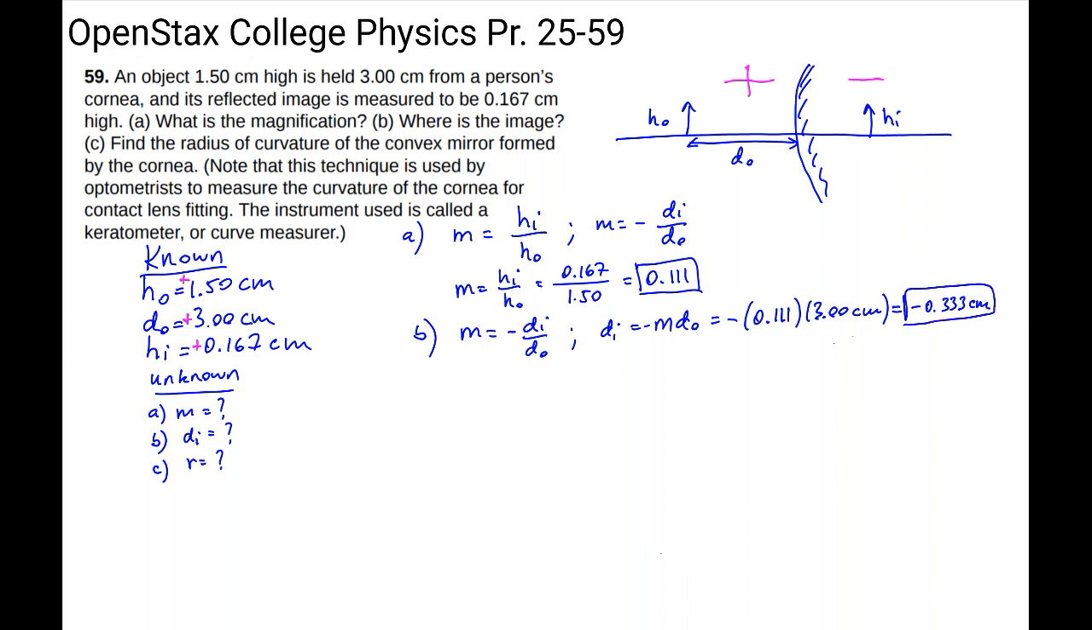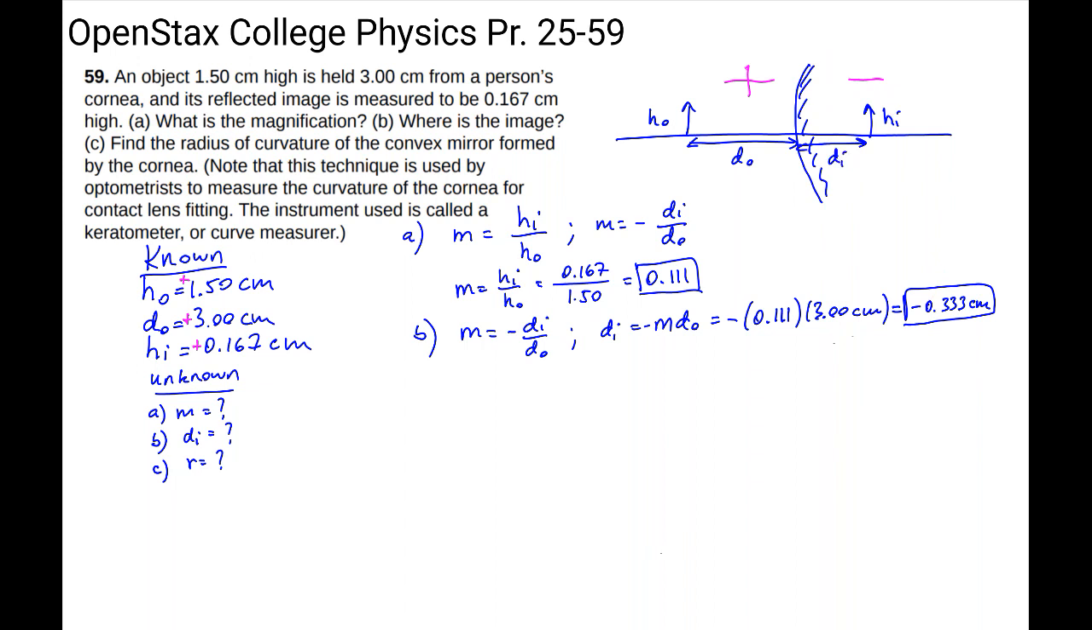Stop and look, see if it makes sense. So I get a negative value for my image distance. Is that correct? A negative value means that the image is behind the mirror. Looking here, yes, image is behind the mirror, so the image distance is negative.